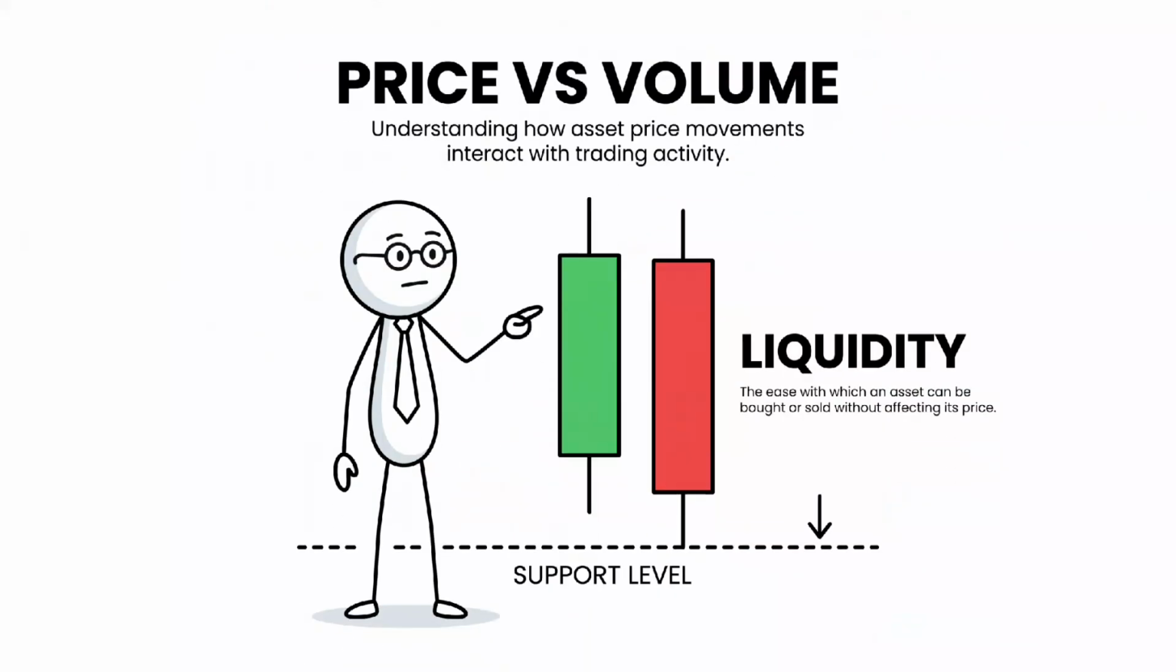Step 1. Price versus volume. The anatomy of liquidity. Let's start with the fundamental difference between price and volume. Price is simply the last agreed-upon transaction value between a buyer and a seller. It represents advertising. Volume, on the other hand, represents the total number of shares or contracts traded during a specific period. It is the fuel that validates price action.